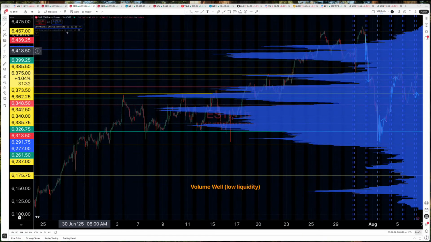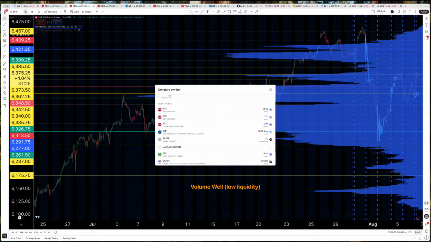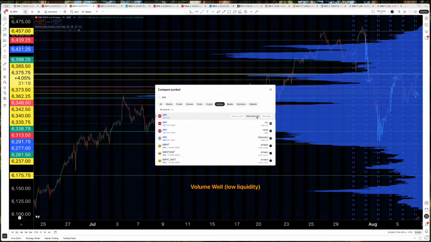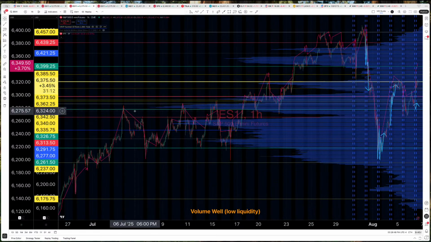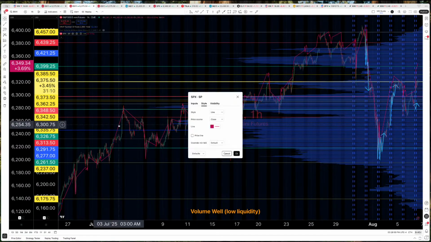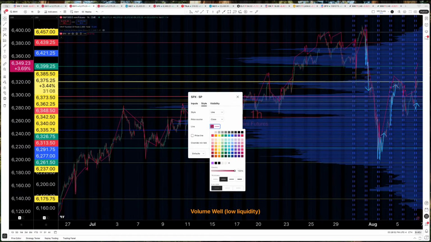All right. And just to make this a little bit easier, we'll add in the SPX, indexes, and new price scale. And so there it is in red. I'm going to make it a different color. Let's make it a grayish color, like that. That looks nice.